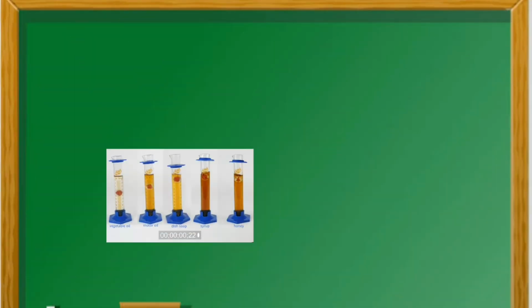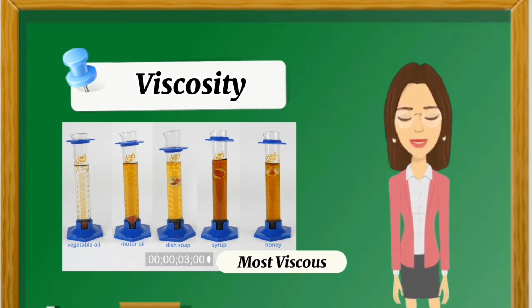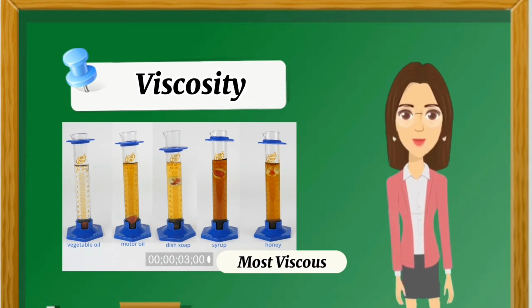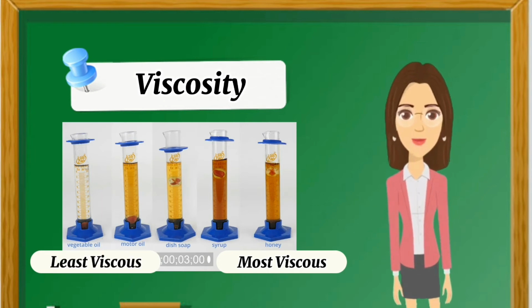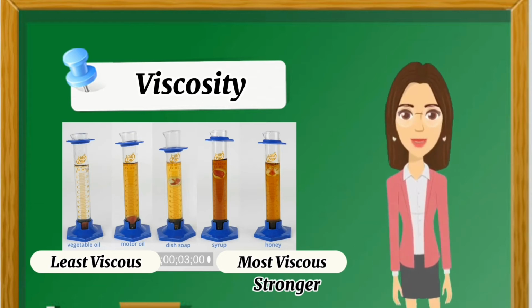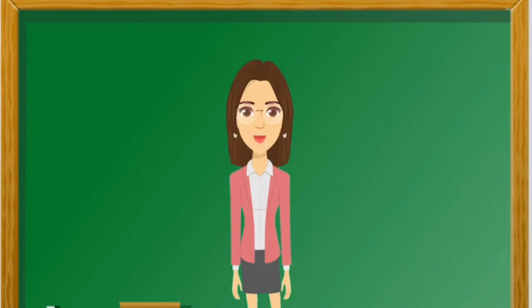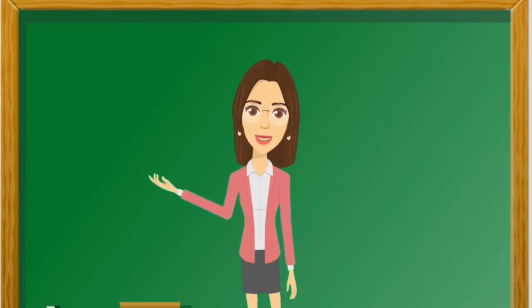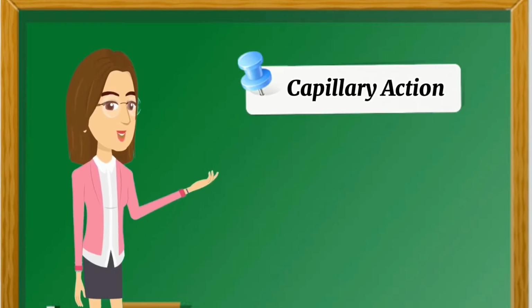As you observe in the video, the liquid with the longest time is the most viscous, while the one with the shortest time is the least viscous. The most viscous liquid has the stronger intermolecular force, and the least viscous liquid has the weakest intermolecular force. Now that you know how to measure the viscosity of a liquid, let's proceed to capillary action.